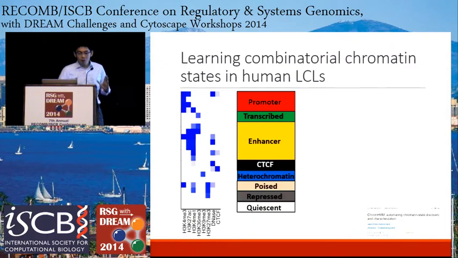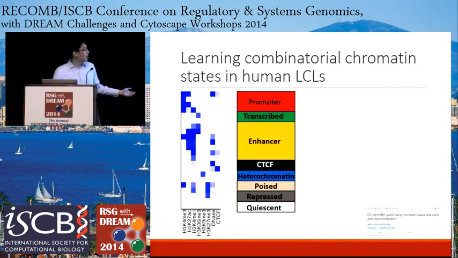To actually perform this segmentation process given the histone mark data, a common approach is to use ChromHMM, which is a hidden Markov model that basically clusters these signals into distinct chromatin states.